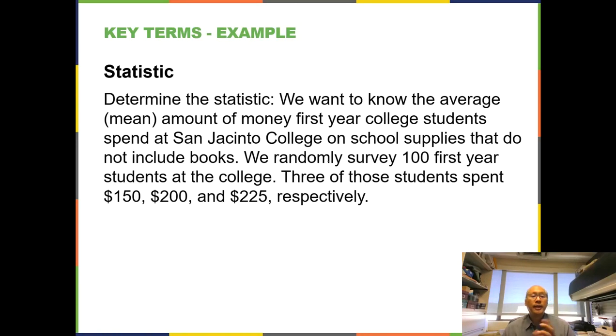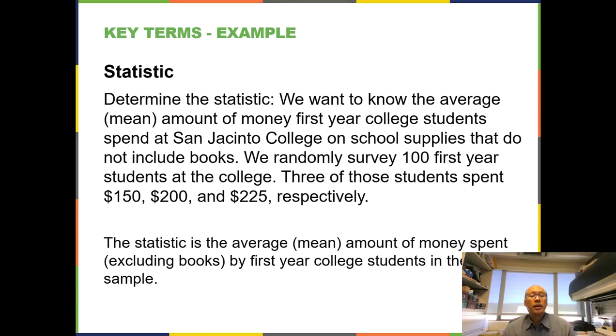So back to our example here, where we're talking about the amount of money that students spend on school supplies. The statistic would be collecting all those numbers and finding the average of the smaller sample of 100 students. So it's going to be the mean or the average of the amounts that were presented by the 100 students in our sample.